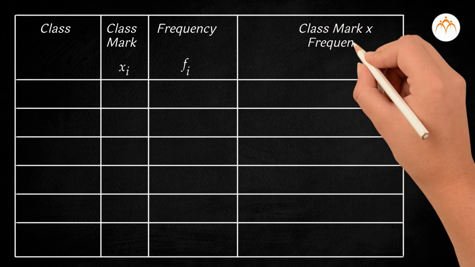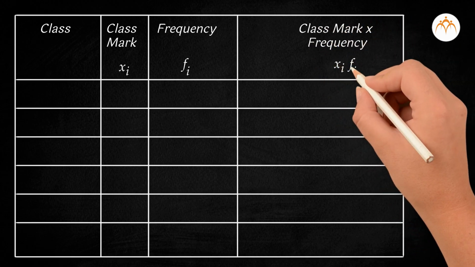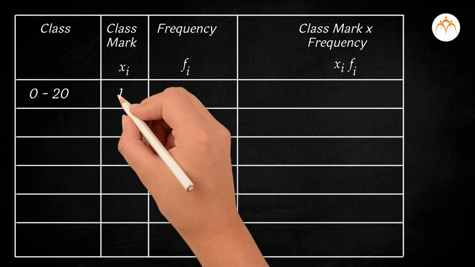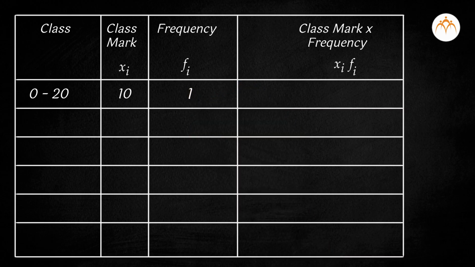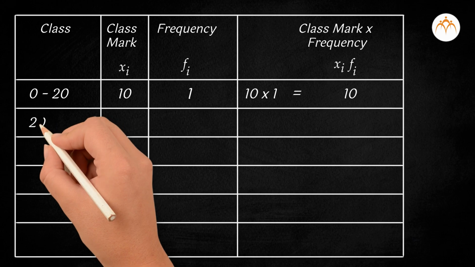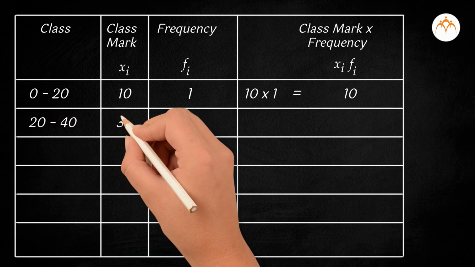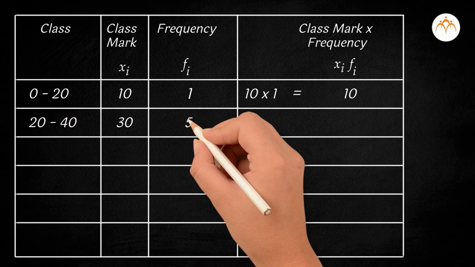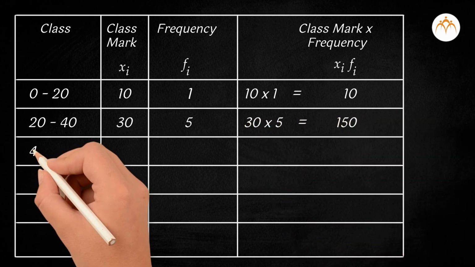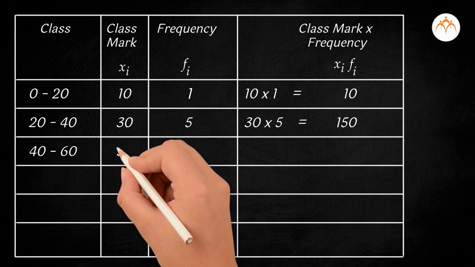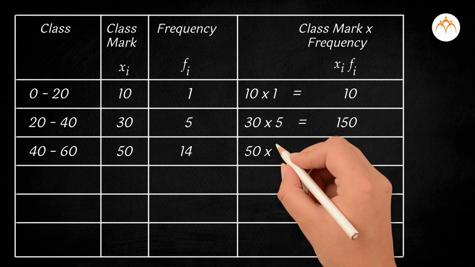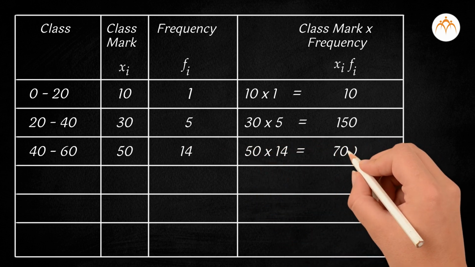Next column is for class mark multiplied by frequency, that is Xi Fi. Class 0 to 20, class mark 10, frequency 1. Therefore, Xi Fi is equal to 10 multiplied by 1 equal to 10. Class 20 to 40, class mark 30, frequency is 5, 30 multiplied by 5 equal to 150. Class 40 to 60, class mark is 50, frequency is 14, 50 multiplied by 14 is equal to 700.